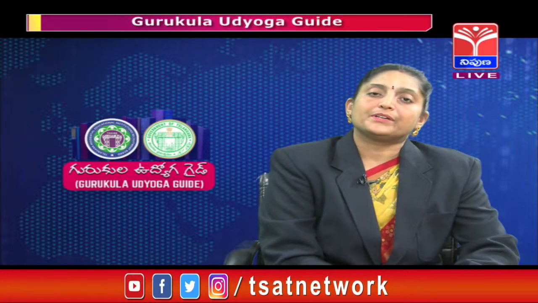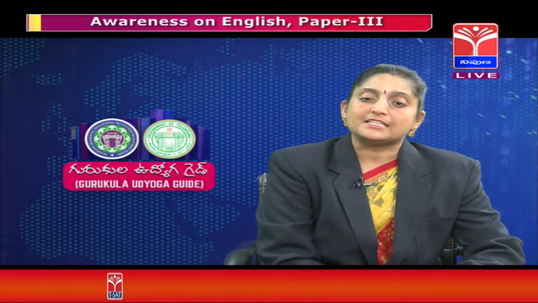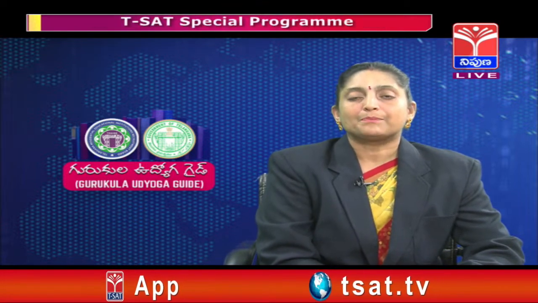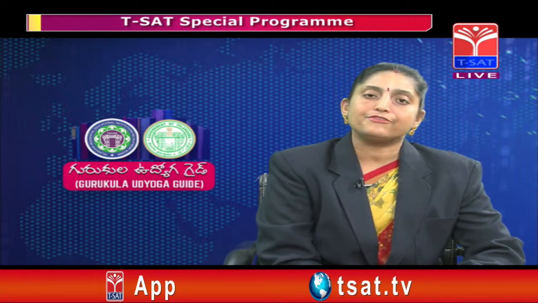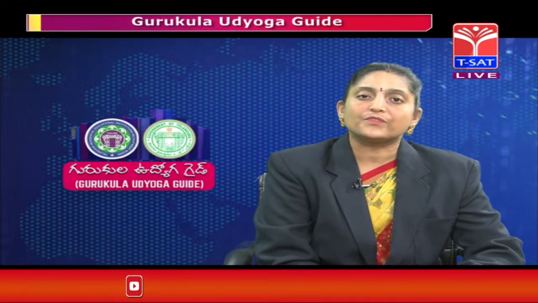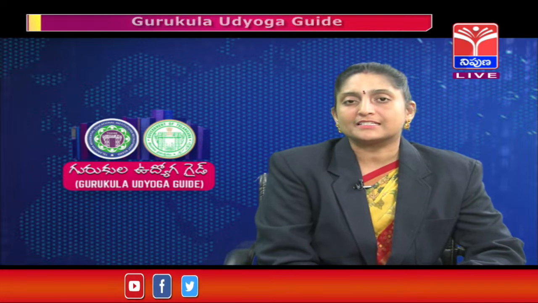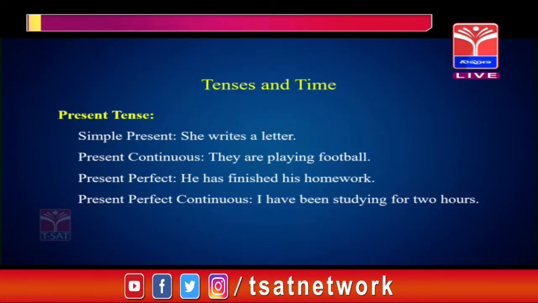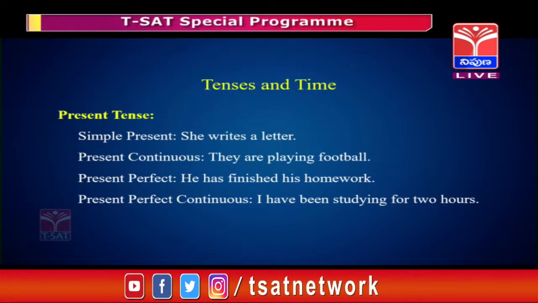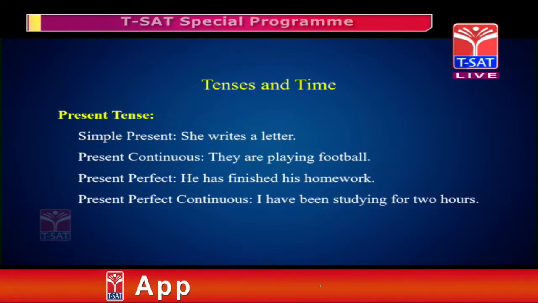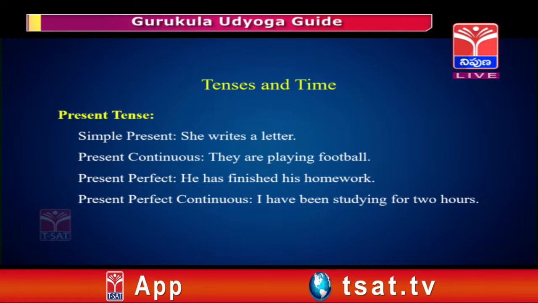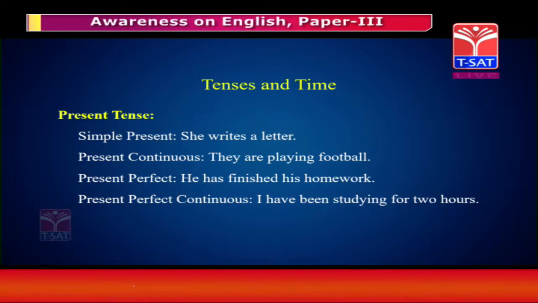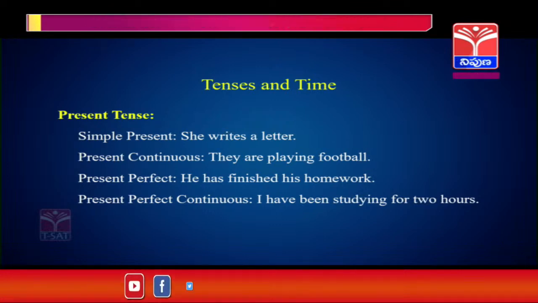The next component under grammar is tense and time. As we all know, we have been learning present tense, past tense and future tense. Under present tense, we have 4 kinds: simple present, present continuous, present perfect and present perfect continuous. Simple present tense talks about habits and regular actions. Present continuous talks about an action that is continuing while you are speaking.